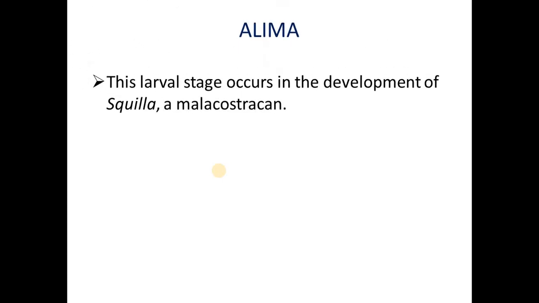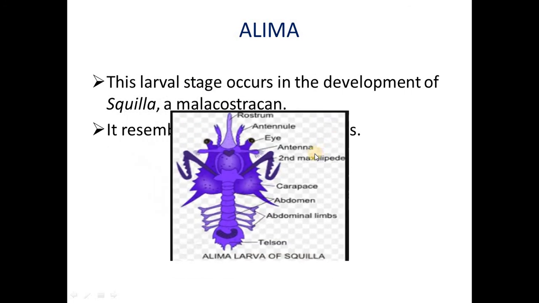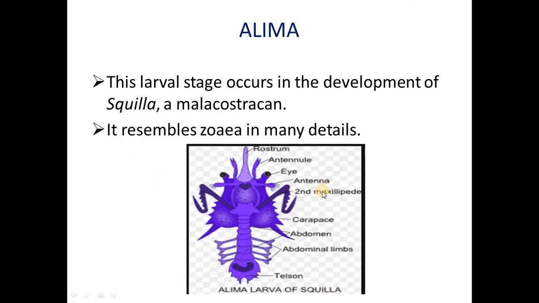This is the alima larva stage, which occurs in the development of Squilla, a malacostracan, and it resembles zoea in many details. This is the picture of alima. The body is slender and glassy. The carapace is short and broad with all cephalic appendages but only first two thoracic ones. This is the carapace.